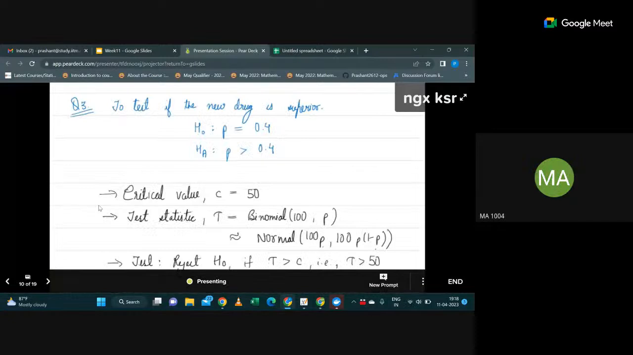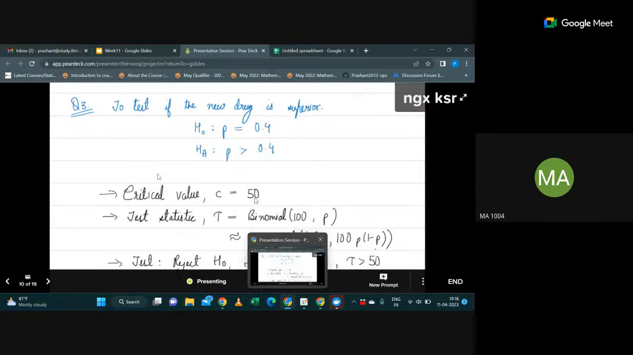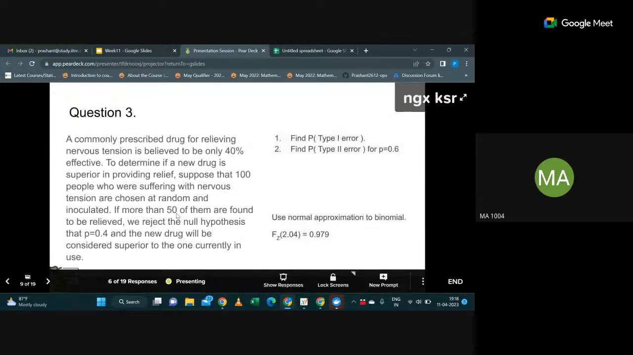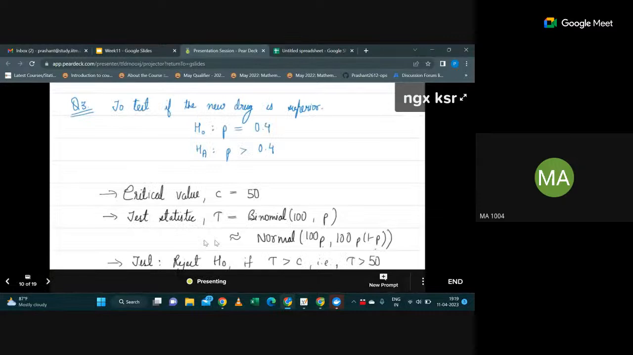See, in the question, it says we have to test if the new drug is superior. That means my null is p = 0.4 and the alternative is p greater than 0.4. Now, the critical value is given to us. C is 50, which means I will reject my H naught. In the question, it is clearly said we have to reject the null hypothesis when more than 50 of them are found to be relieved. So I am interested in rejecting H naught if T is greater than C, that means T is greater than 50.